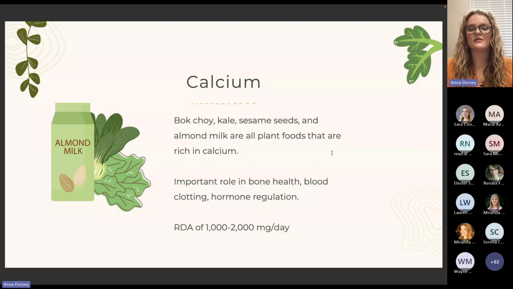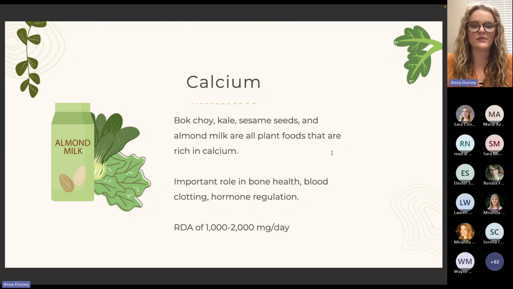And then calcium, just be aware of a calcium deficiency or just lower levels of calcium when you are eating a diet that's really, really high in fruits and vegetables. Because calcium plays a role in blood clotting, muscle contraction, hormone regulation, and your bone health. So calcium obviously has a really important role as well in the body.